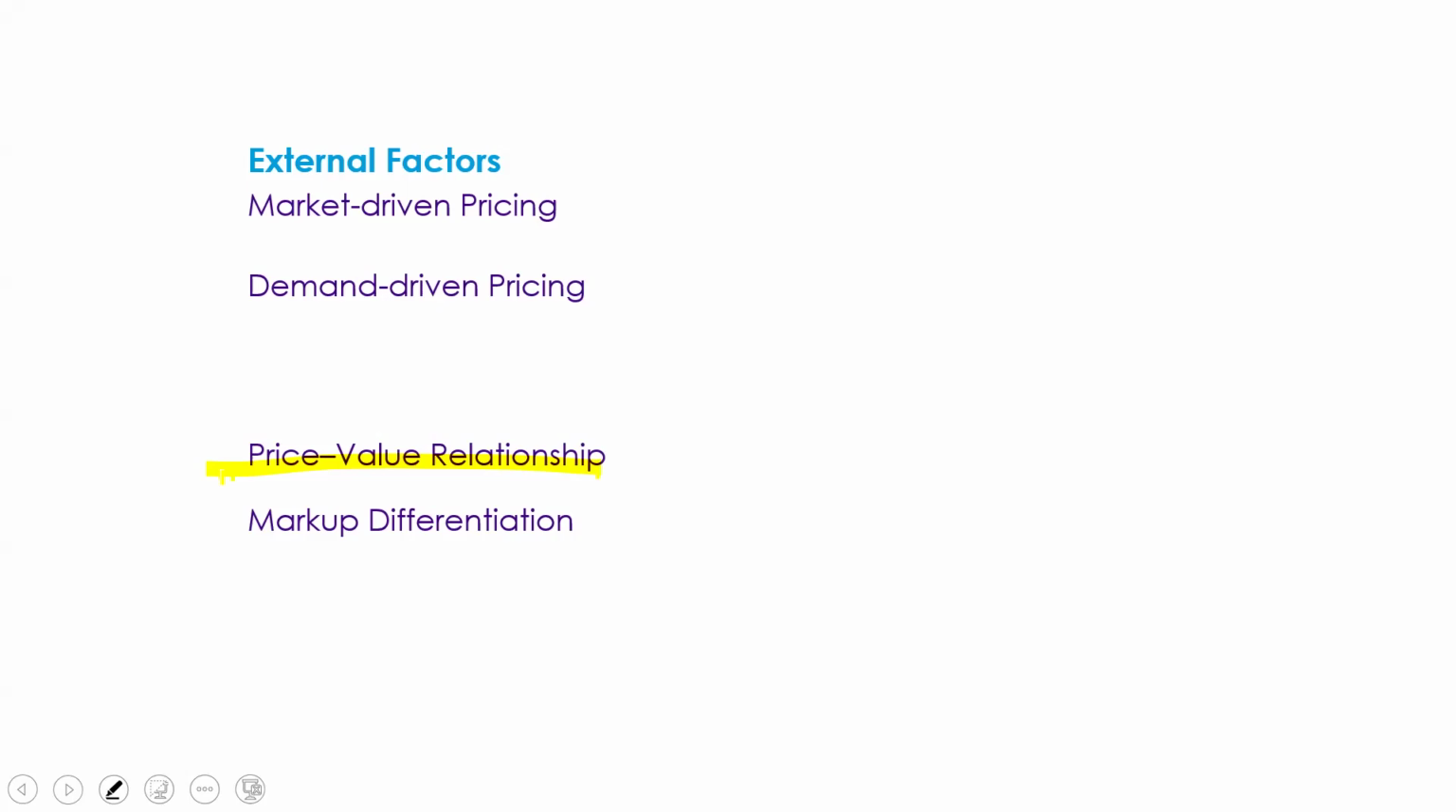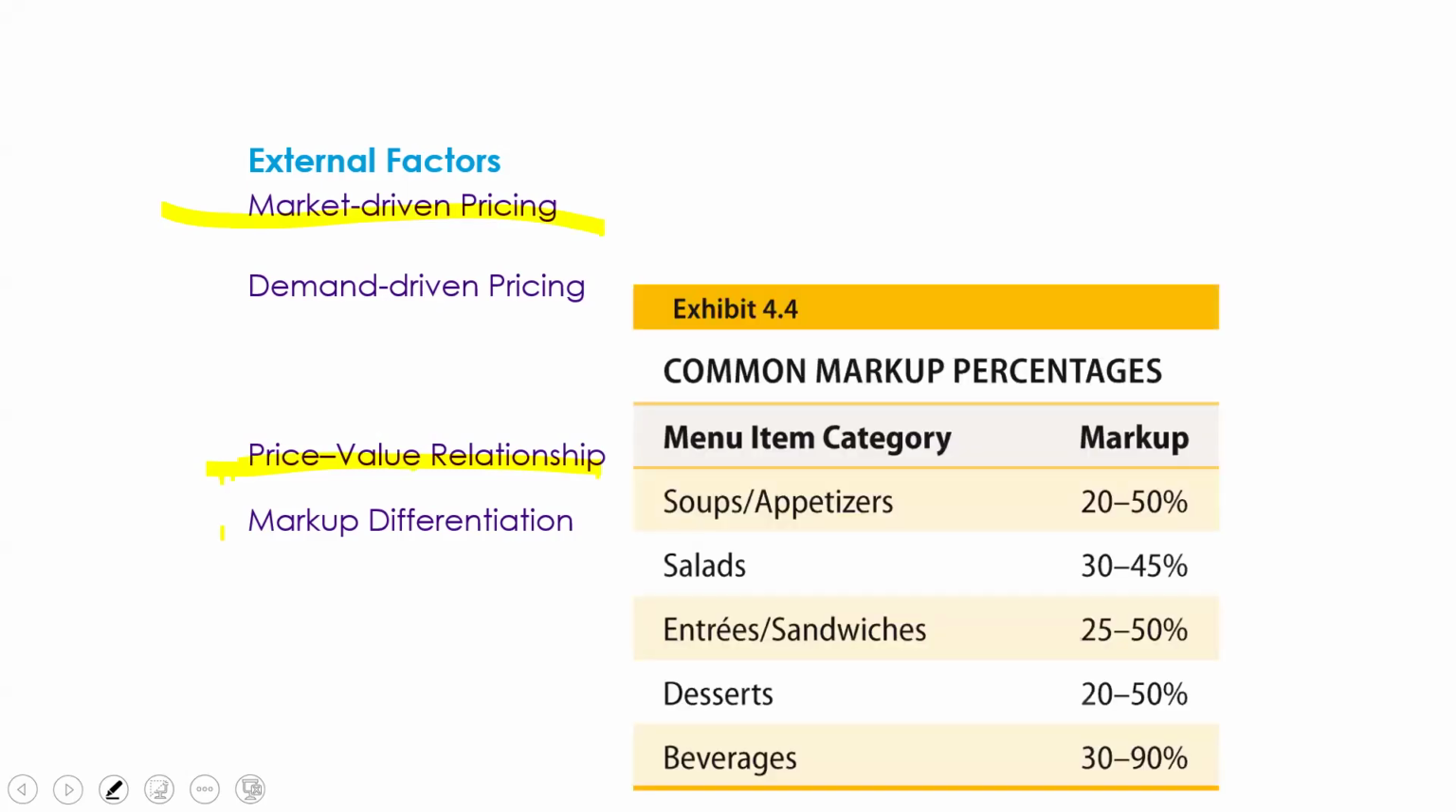So we've talked about market-driven pricing and price-value. The markup differentiation we're going to talk about in just a second. This is basically how we mark up the cost to get to our selling price. Each category of the menu is slightly different. The last one is demand-driven pricing. Anybody know an example of demand-driven pricing?